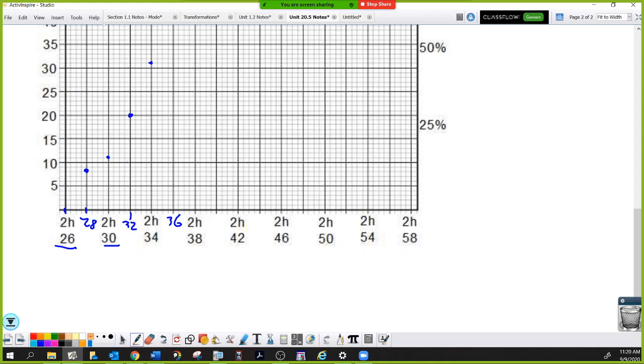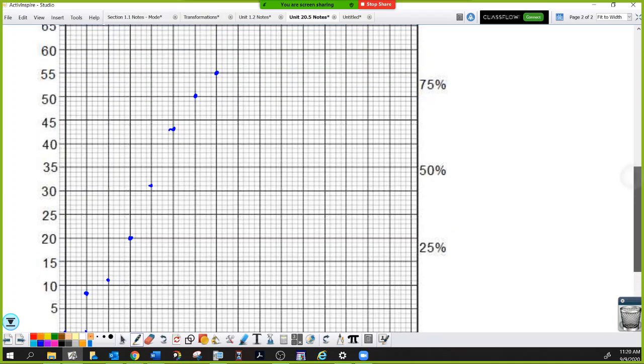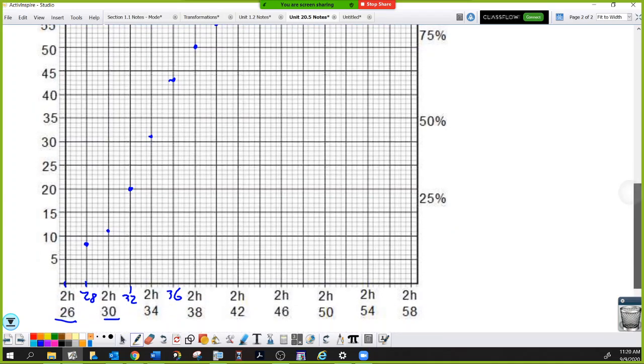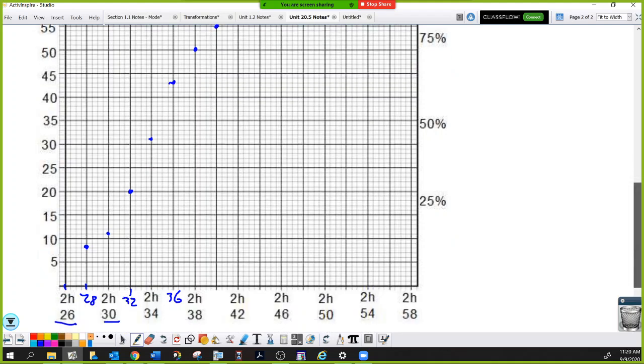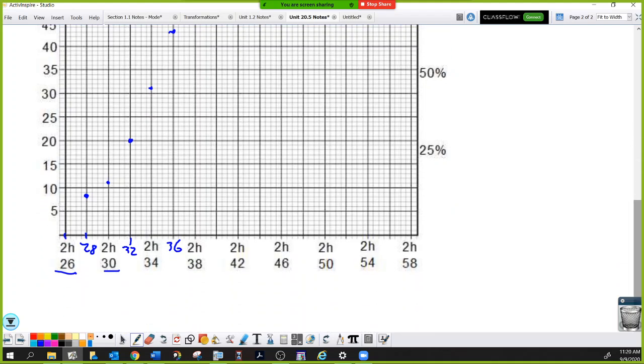So 36, and we should have had one at 38. 38 should have corresponded to 50. Did it? 38 corresponded to 50. And then 40 should have corresponded to 55, which it did. Okay, I haven't made a mistake yet. There it is. But now it jumps up from 40 to 48. And that happens. You just have to watch it. And I've seen that happen on IB questions. I should have known, because I've seen that happen.